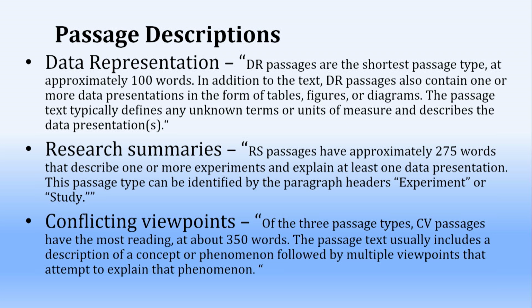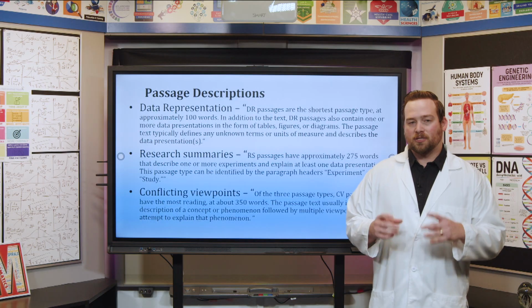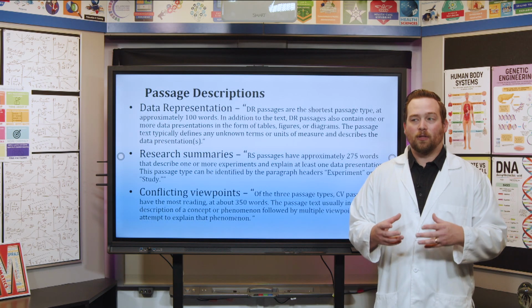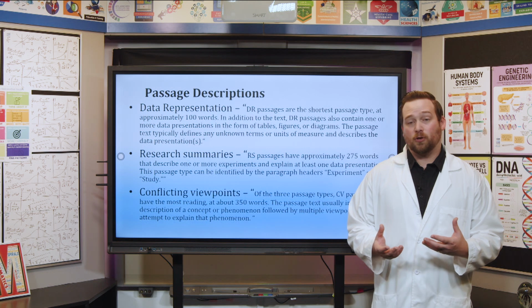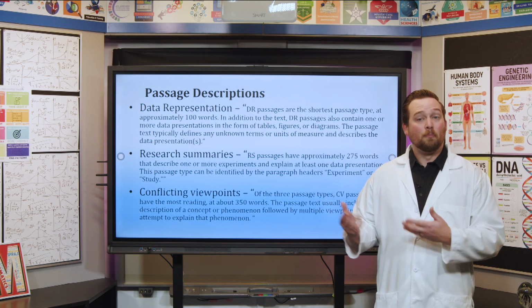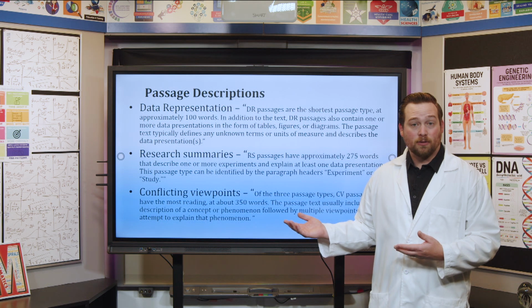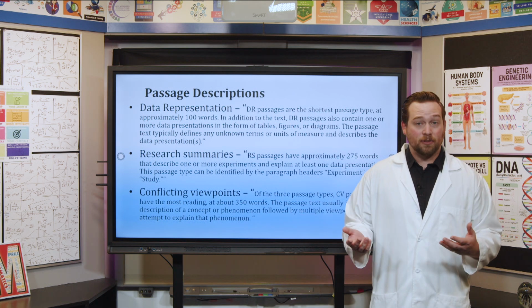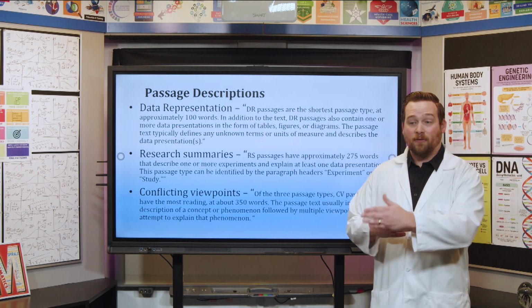The passage text usually includes a description of a concept or phenomenon, followed by multiple viewpoints that attempt to explain that phenomenon. So again, these tend to be the longest, and I do typically tell people to skip them. If you find that the best part of the ACT for you is the reading part, so you're really, really good at reading comprehension, you might actually want to go ahead and do the conflicting viewpoints, because that's basically what it is. You get a lot of information.